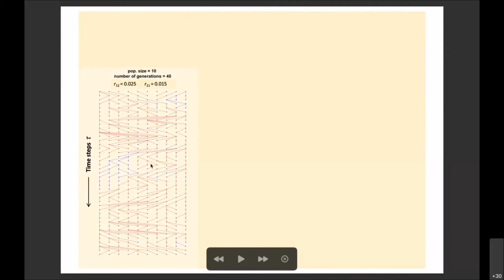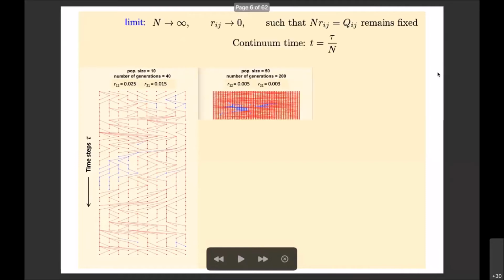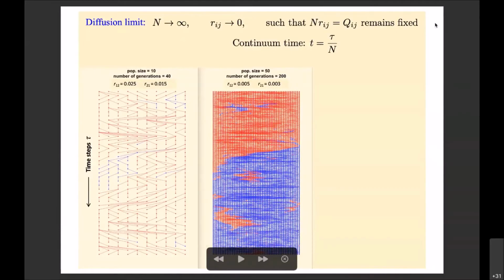Now, there's not a lot you can do with a discrete model analytically as it is, and this is why we like to look at the diffusion limit. And the diffusion limit is defined like this. You let the population size become very big, you let the mutation rate become very small, and you do that in such a way that the product of the two gives you a little 2x2 mutation rate matrix. And at the same time, you take the time axis and you squeeze a lot more generations into the same physical time.